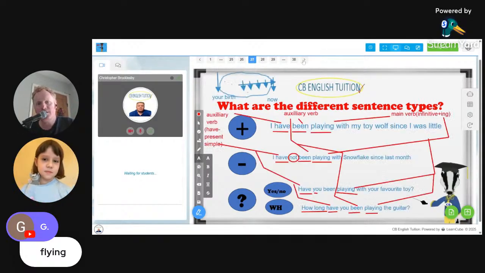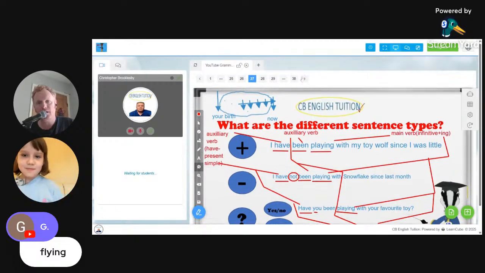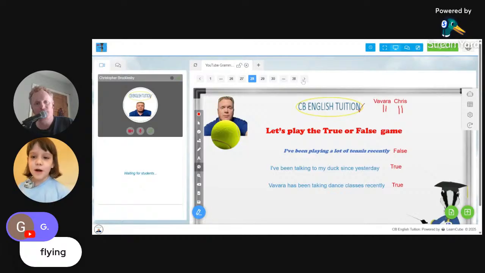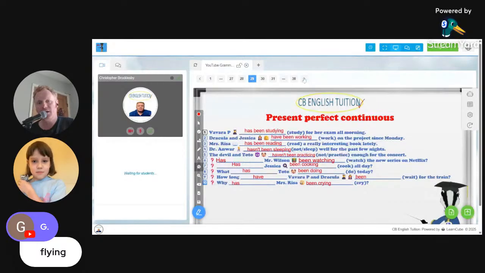And then how do we make this tense? What are the three parts of the verb? Auxiliary verb, main verb. We actually have two auxiliary verbs. Auxiliary verb have, auxiliary verb been, and then main verb infinitive plus ing. So we did that. Then we played the true or false game. And Daisy actually made a sentence about you. Do you remember what she said? She said Varvara has been taking dance classes recently. And is it true or not true? Yes, it's true. Okay. And then we did the exercises.